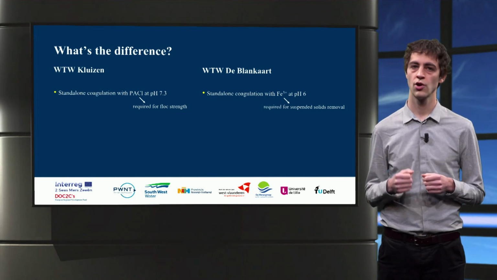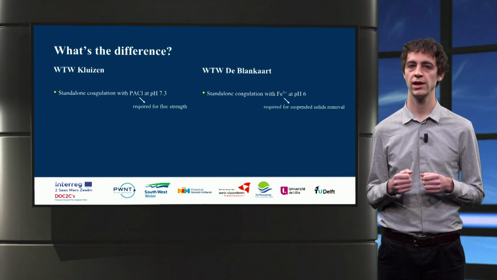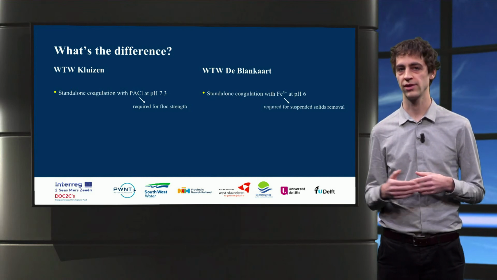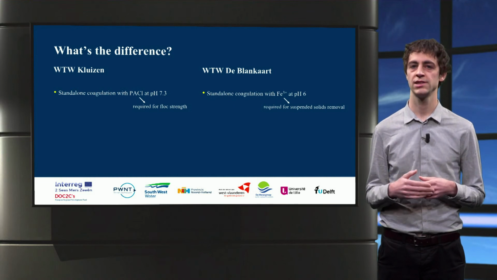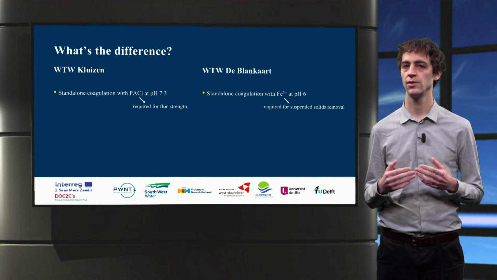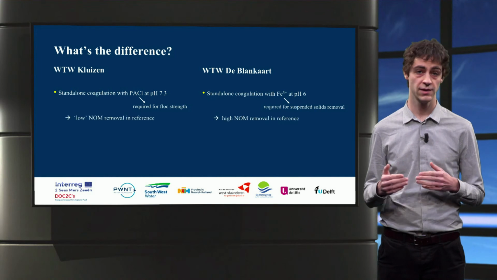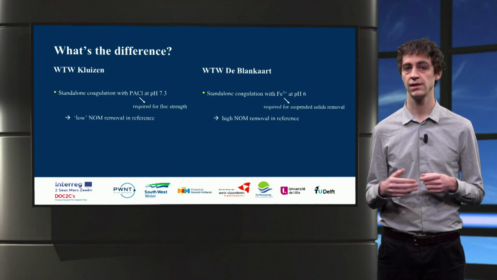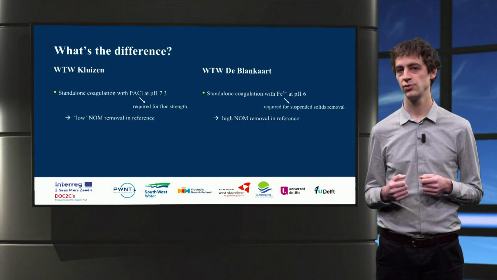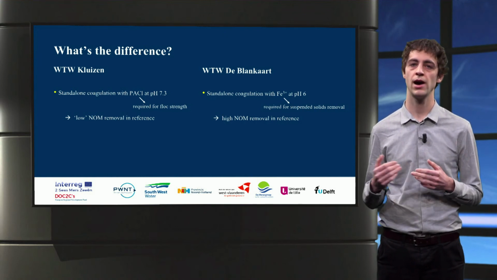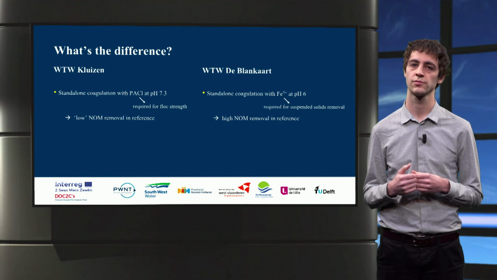A first reason is a difference in the way that the standalone coagulation is being performed. In Kluizen, coagulation must be done with polyaluminium chloride at a pH of 7.3 because of flock strength requirements. While in the Blankaart, the coagulation is performed with ferric iron at a much lower pH. This means that less organics are removed in the standalone coagulation in Kluizen, and thus it's easier to achieve a higher NOM removal by introducing ion exchange.